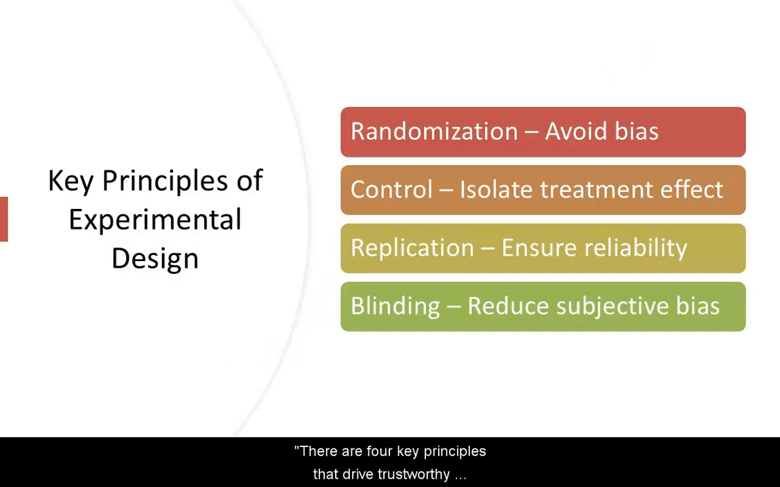There are 4 key principles that drive trustworthy experiments. Randomization prevents bias by distributing unknown variables across groups. Control helps isolate the treatment's effect by holding other variables constant. Replication increases reliability. It shows results aren't a fluke. Blinding reduces bias from participants or researchers knowing who got what. A well-designed experiment incorporates all of these.